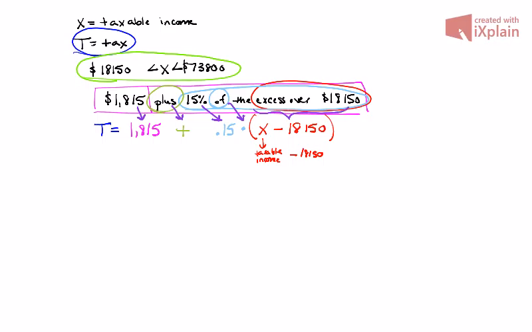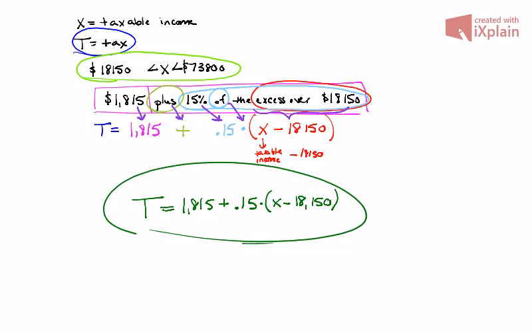So here is your final equation, and I'm just going to rewrite it in one color below. Your tax that you're going to pay is going to be equal to $1,815 plus 15% times the excess, or this quantity, of x, whatever your taxable income is, minus $18,150. Here is your final equation. I hope that was helpful. If you do have any other questions, please feel free to reach out to me for help.